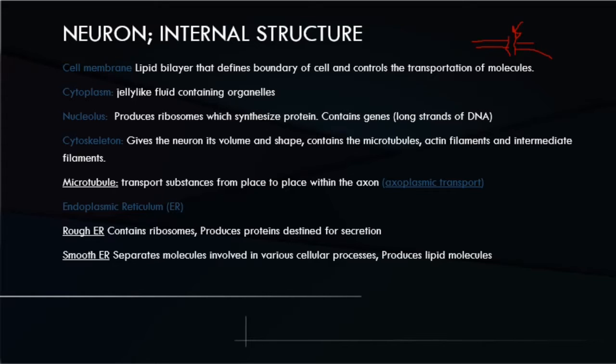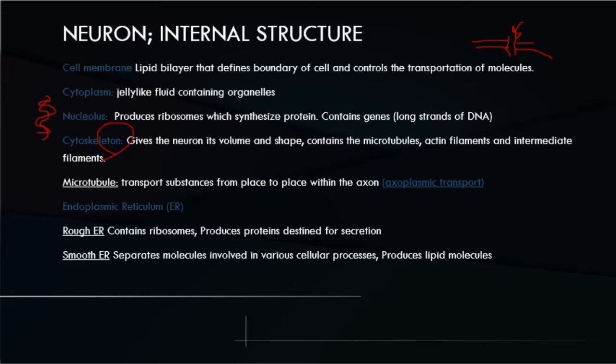Cytoplasm, again, it's just like other cells, kind of. It's a jelly-like fluid that contains the organelles. There is a nucleus that produces ribosomes that synthesize protein, and it has DNA or genes in it, just like other cells, right? A cytoskeleton, also the name kind of explains itself, gives a neuron its volume and shape. It's just like a skeleton of a neuron. And it contains microtubules, actin filaments, and intermediate filaments.